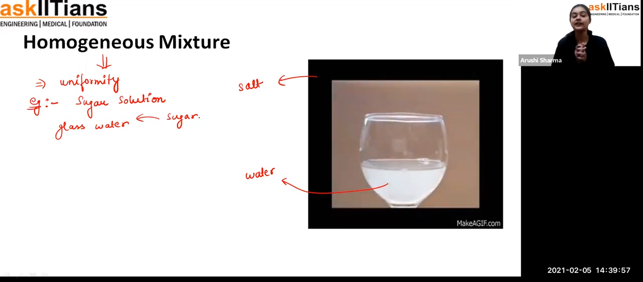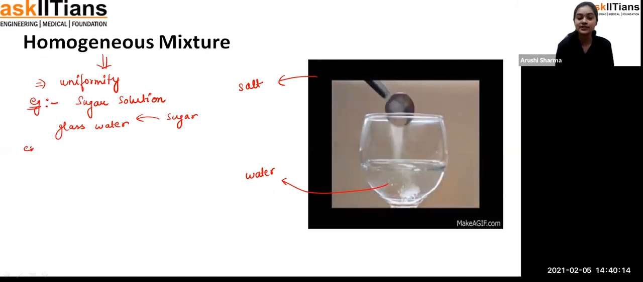Now, student, if I want to separate out the salt from the water or the sugar from the water, will you be able to do that? By any process, as we have studied some processes also. Do you know which process we can apply here? Exactly, student, we can use the evaporation process. Evaporation, because in evaporation, student, what will happen?